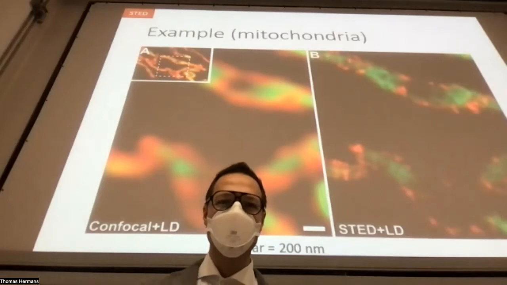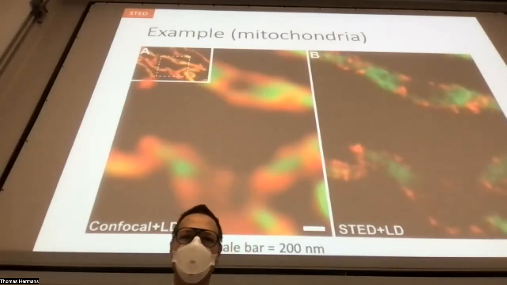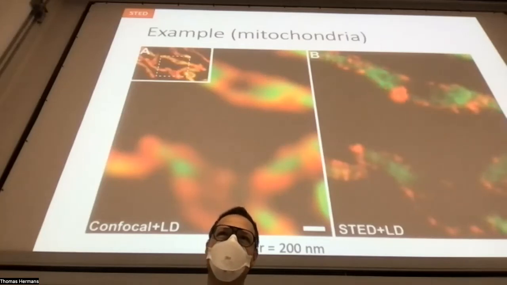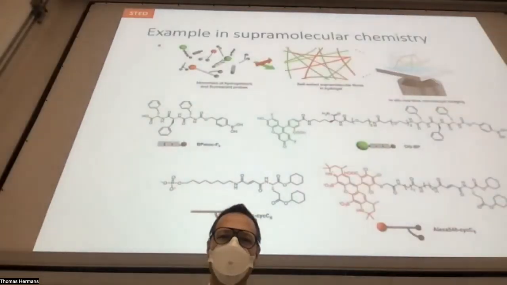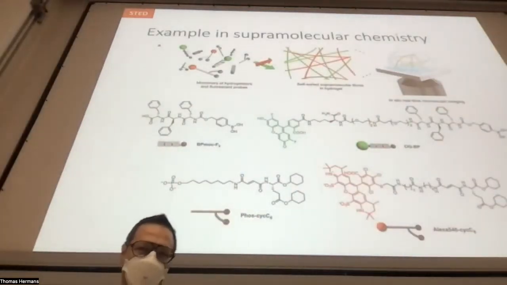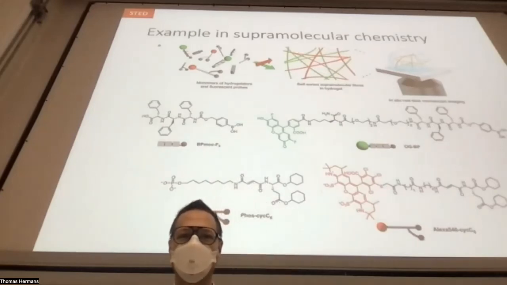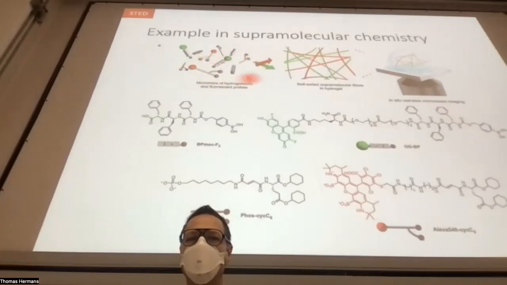Okay, some images. This is normal confocal microscopy, and this is STED. You see these red structures are much more resolved than the green structures. This is also used in supramolecular chemistry, which is my field, so I like this stuff. Here is an example of supramolecular fibers.